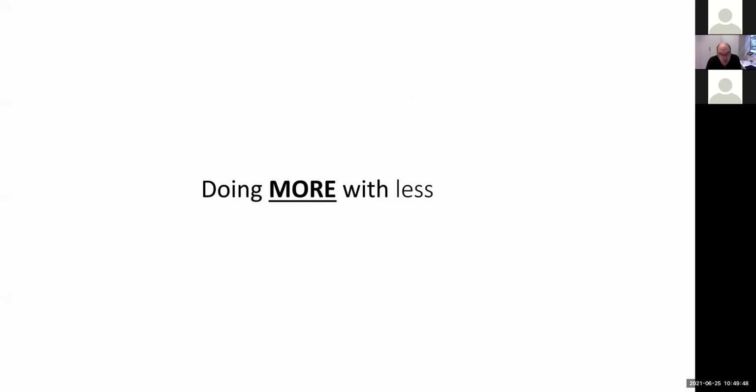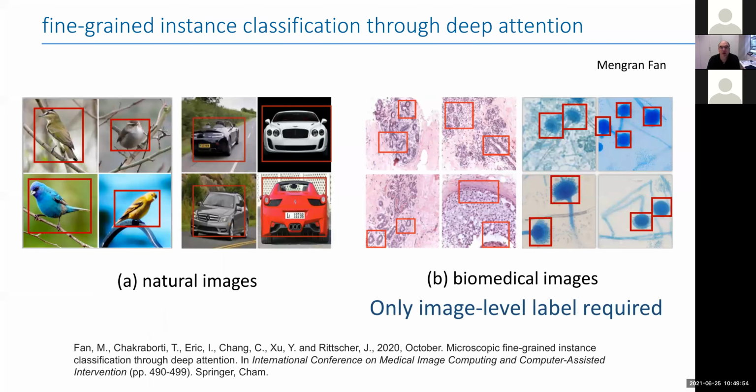So at the end, I wanted to make a couple of comments which I sort of label under the heading doing more with less. And this relates to the fact that we really cannot always have complete annotation of the data. So here, this is work that was published in MICCAI last year. We look at fine-grained classification through deep attention networks, where of course this has been explored in the vision community already.